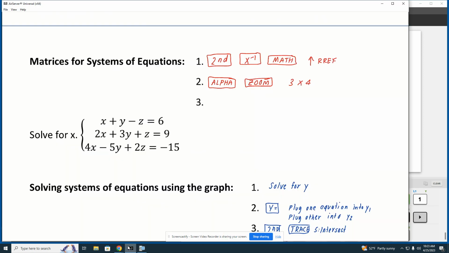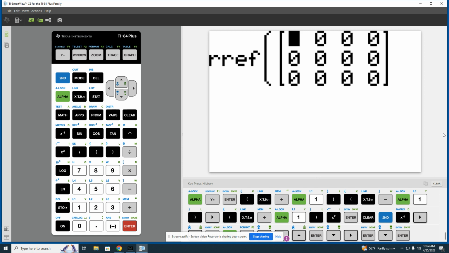Okay, our last thing, go back to your paper. The last thing we're going to do is enter our coefficients and constants.